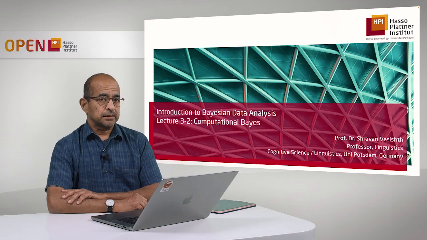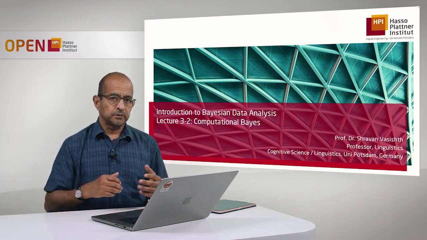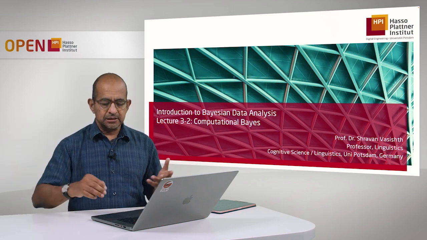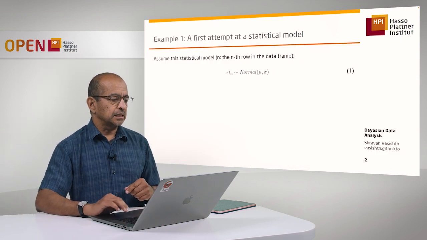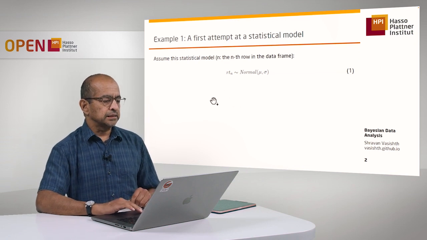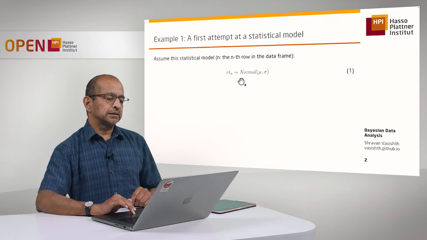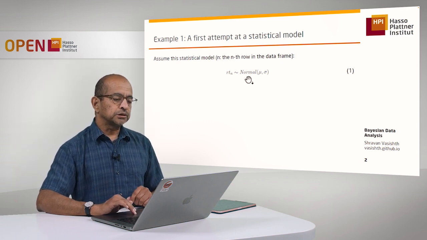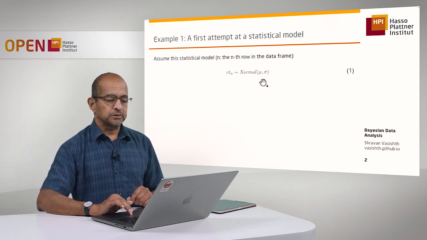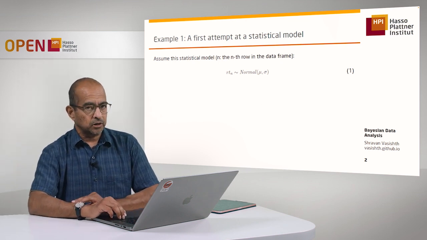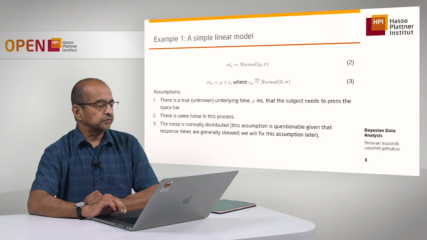What I showed you last time was a very simple model that we're going to use to model reading times or reaction times, in this case of a button pressing task. The model looks roughly like this. For each of the n data points, we are assuming that the data are coming from a normal distribution with some mean mu and some standard deviation sigma. So this is a very simple linear model that one could fit to this kind of data.